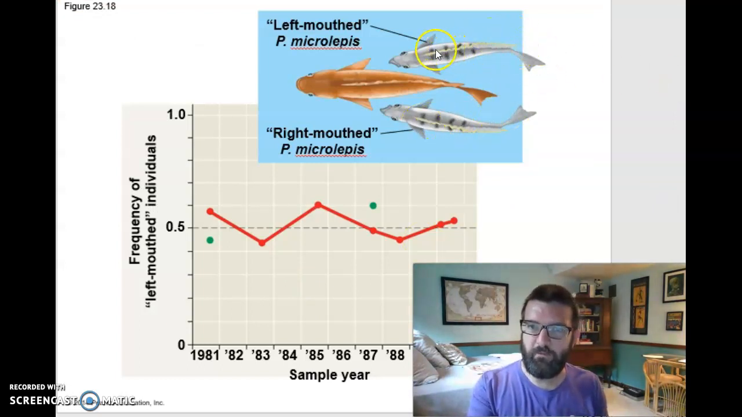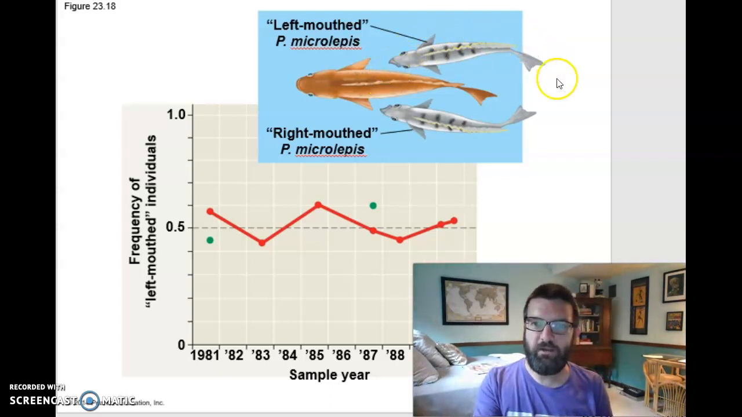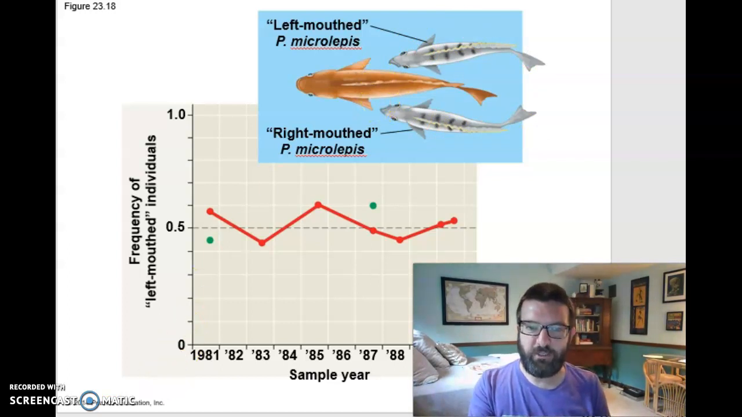Left-mouth individuals sneak up from the right side, and because their mouth is on the left, they can boom, really quickly grab scales off the right side. Right-mouthed ones can grab them quickly off of the left side of a fish. Now, over time across generations, these fish learn to protect themselves from the side where they get attacked the most. And so if you have a lot of left-mouthed fish, it becomes beneficial to be a right-mouthed fish, which is a different allele. Then the right-mouthed fish allele expands in the population, and so does this phenotype.